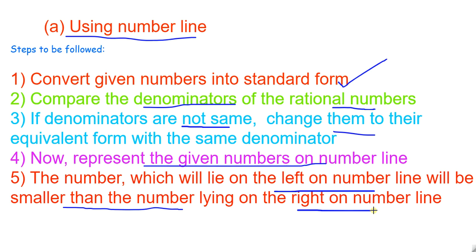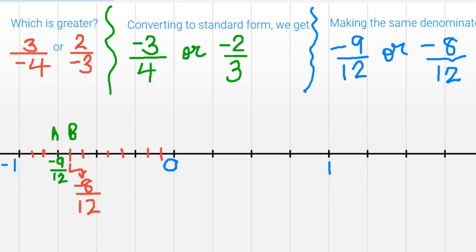Let us just see this through an example. Here, as we can see, there is a question which says compare the given numbers, which is greater: 3 upon minus 4 or 2 upon minus 3. So we need to compare these two numbers, 3 upon minus 4 and 2 upon minus 3.